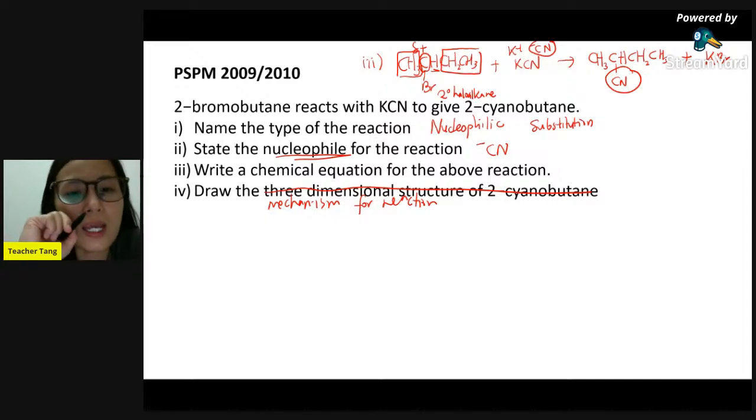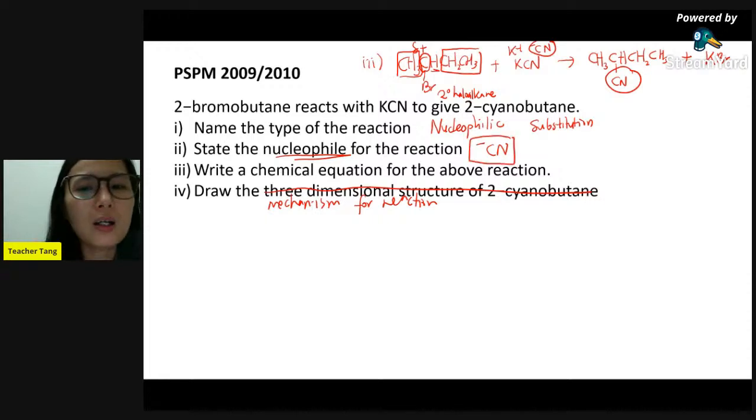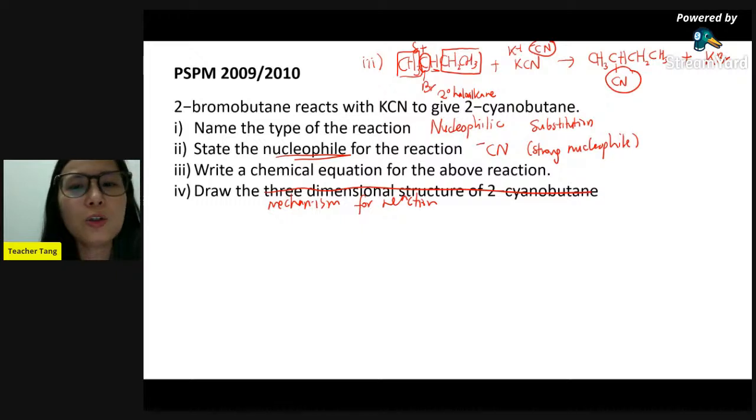So remember, secondary haloalkane, to know the mechanism, we need to look at the nucleophile. So the nucleophile is CN minus ion, so cyanide ion. This cyanide ion is a strong nucleophile. So if it is a strong nucleophile, it means that this nucleophilic substitution reaction of the haloalkane proceeds through the SN2 reaction mechanism.